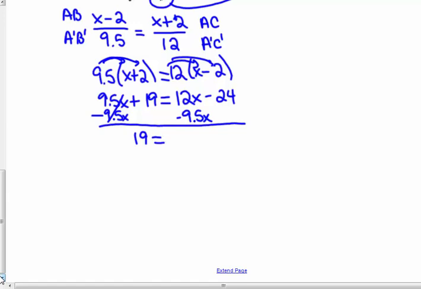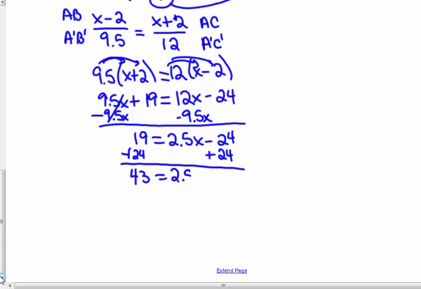So 19 equals 2.5x minus 24. Adding 24 to both sides, I get 43 is equal to 2.5x. Dividing by 2.5 on both sides, I get x equals 17.2. And yes, this does work.